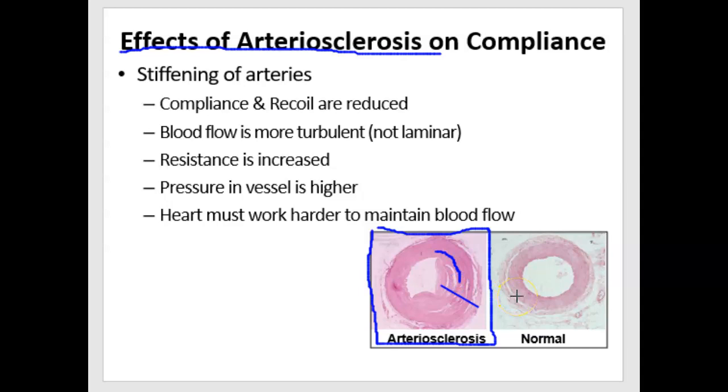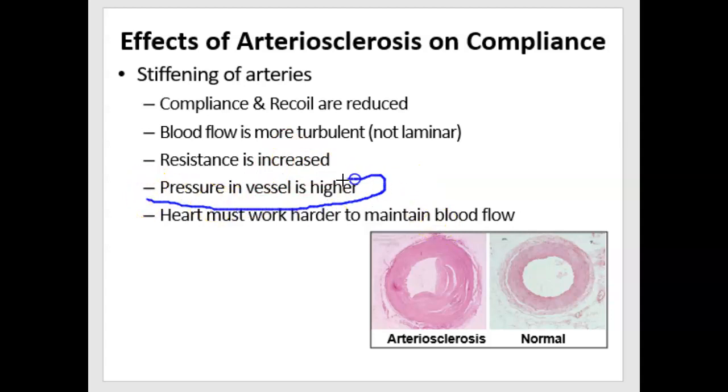There could be clots in there as well, but typically arteriosclerosis is talking about a thickened wall versus just a clot. And in these vessels, compliance and recoil are reduced. And the blood flow is going to be much more turbulent. It's not as laminar. Resistance is increased and the blood pressure is higher. The pressure in the vessel is higher. So the heart has to work harder to maintain the blood flow.